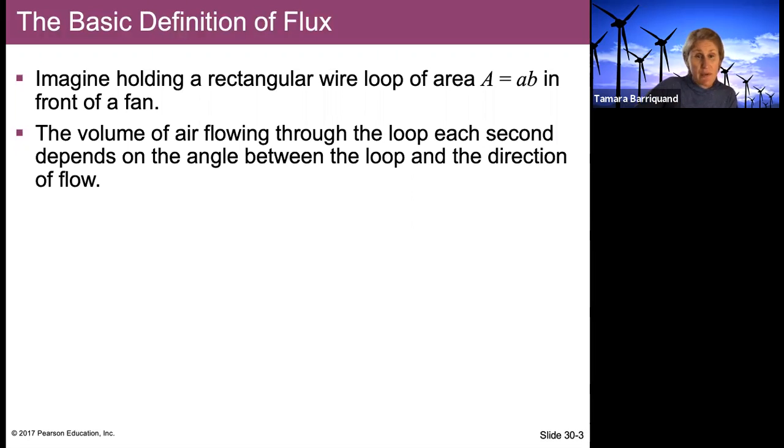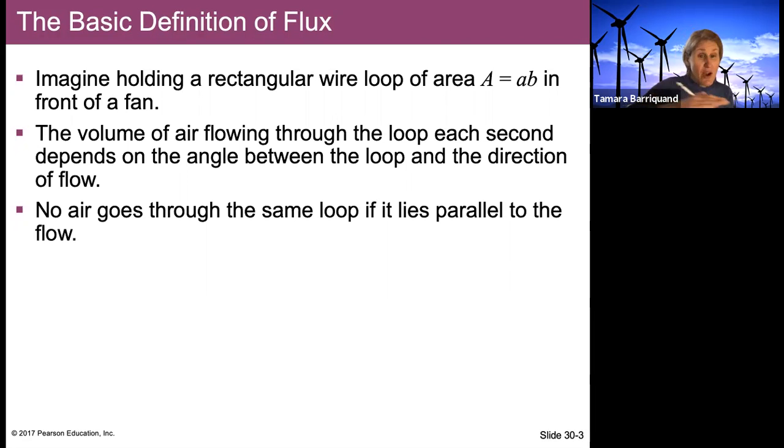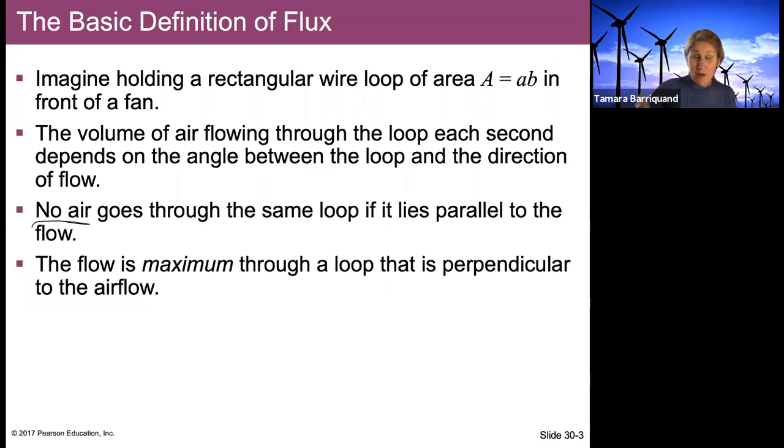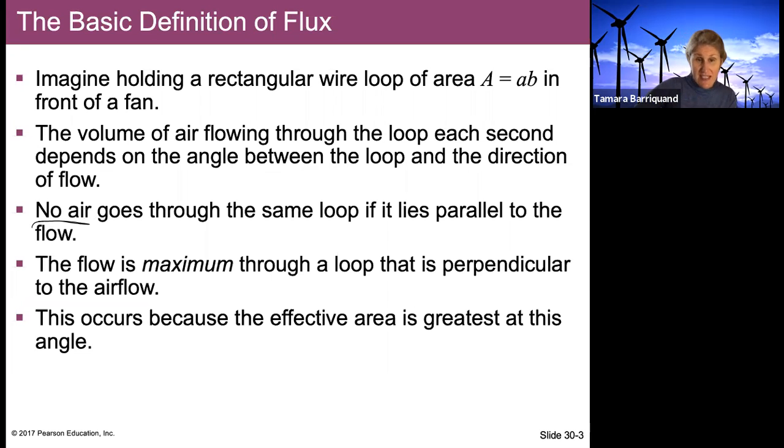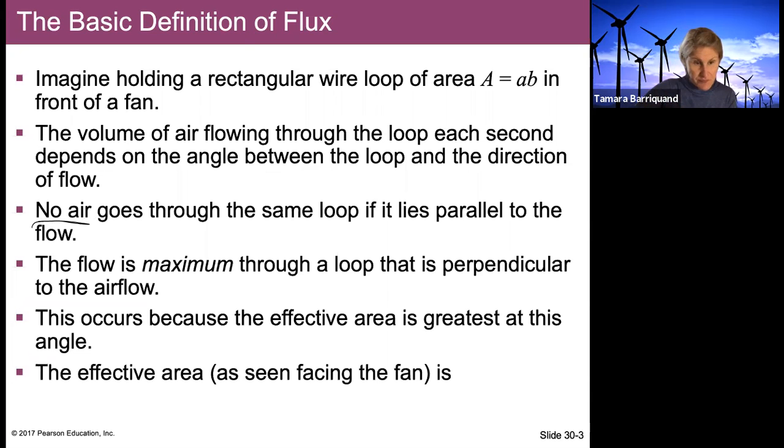The volume of air flowing through the loop each second depends on the angle between the loop and the direction of flow. So we know that in that case, no air will go through the loop if it is parallel to the flow. If we have our loop perfectly parallel to the flow, there will be no air going through, so there will be no flux. And the flux will be a maximum when it is perpendicular to the airflow. We know this occurs because the effective area is going to be greatest when the rectangular wire loop is completely perpendicular to the flow.